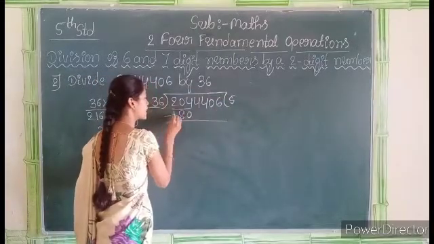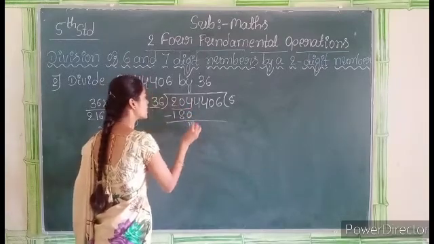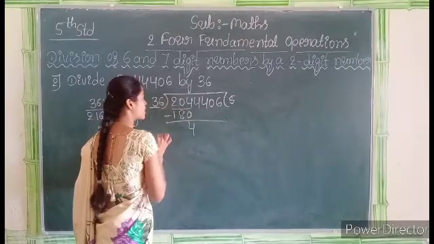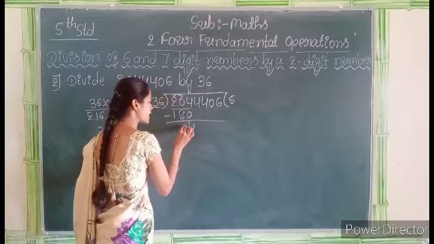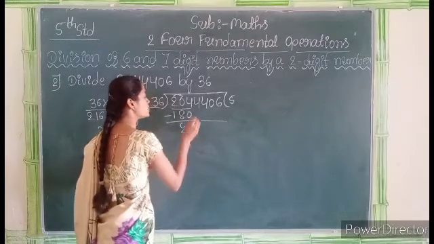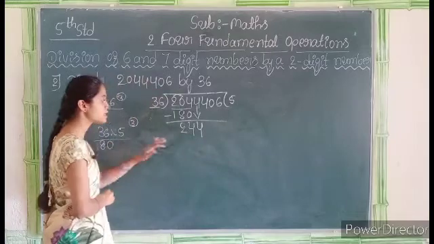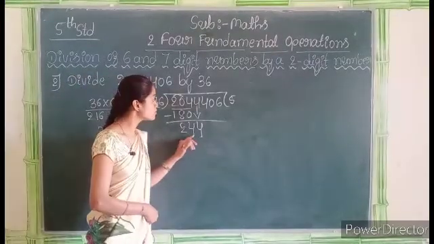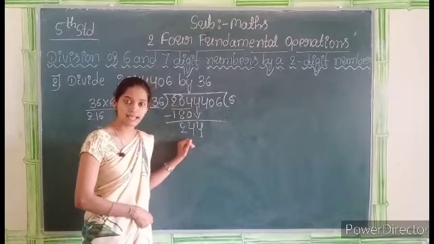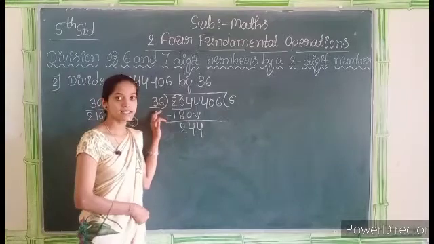Let's subtract 180 from this 204. 4 minus 0, 4. 0 minus 8, now here we have to borrow 1 from this 2, 10 minus 8, that is 2. We have to bring down this 4. Now we have to consider 244 as dividend. Let's find out which number is near or less than this 244 in the table of 36.